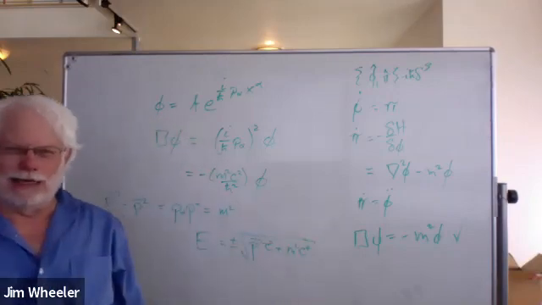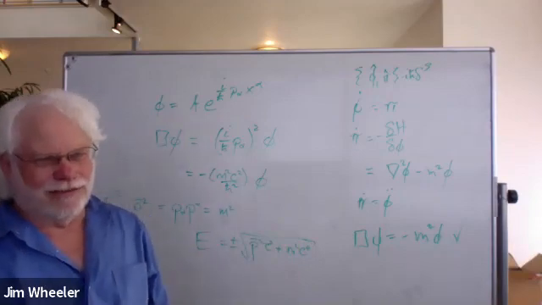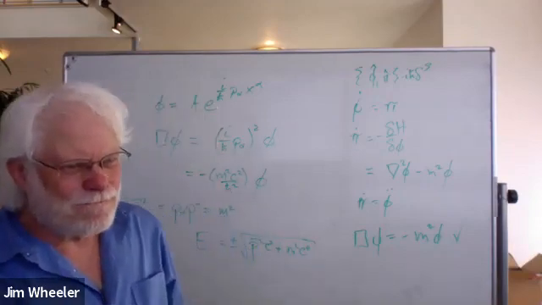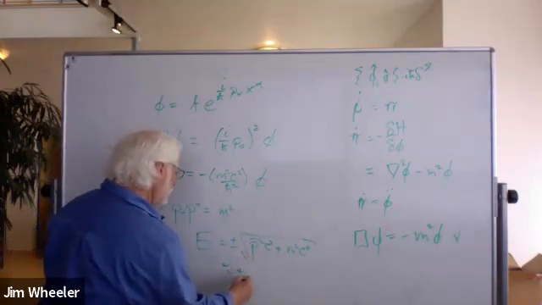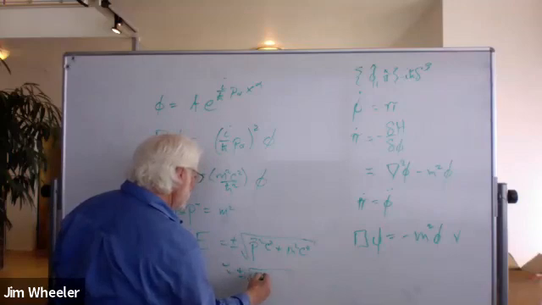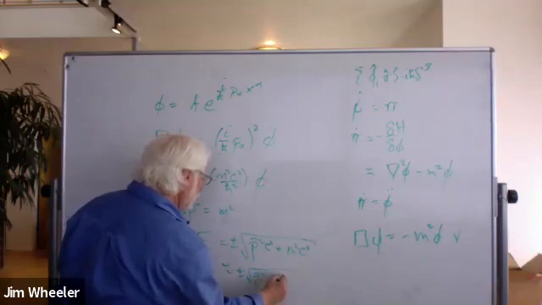The c's come and go pretty freely. You can always check your units. But basically, two energy solutions. And this is the thing that Schrödinger ran into.